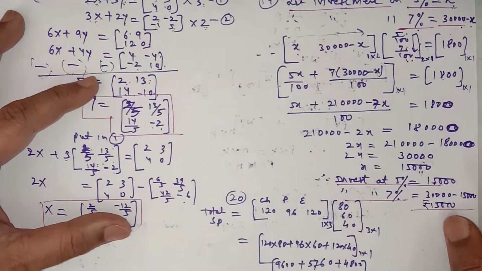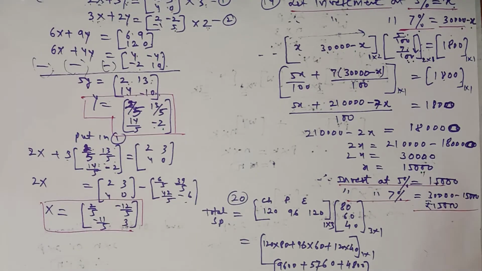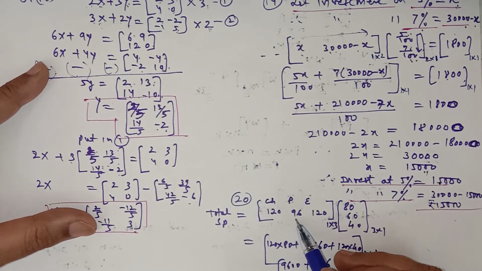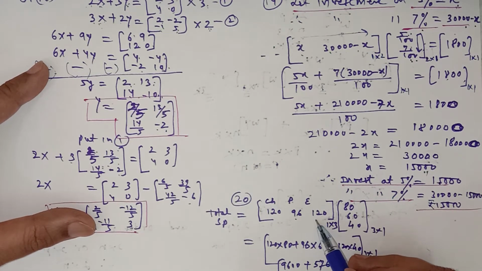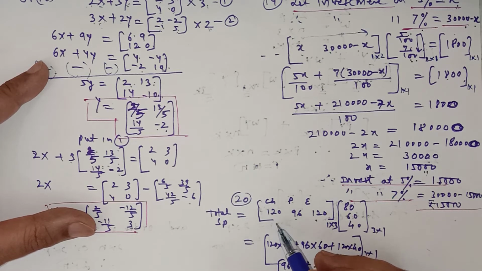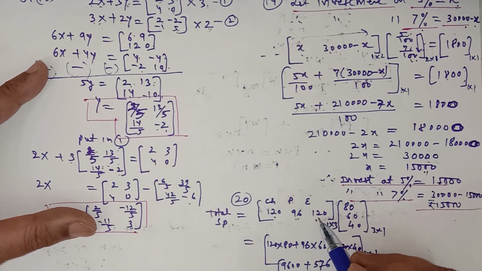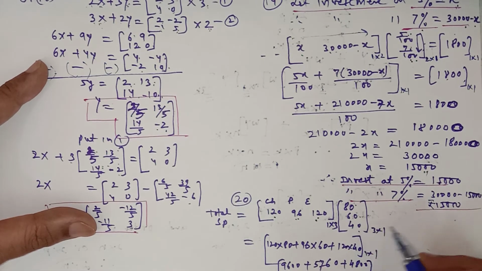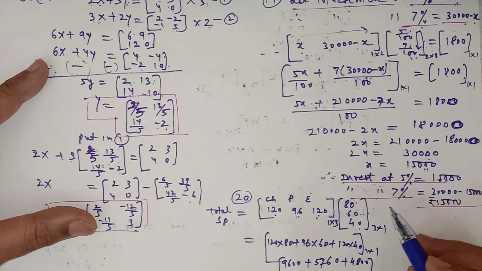Now in question number 20, we have three subjects of books. There are 10 dozens chemistry books, 8 dozens physics books, and 10 dozens English books. So I converted this into numbers: 120 chemistry books, 96 physics books, and 120 English books. Their selling prices are 80 rupees per book, 60 rupees per book, and 40 rupees per book. You have to find the total selling price.